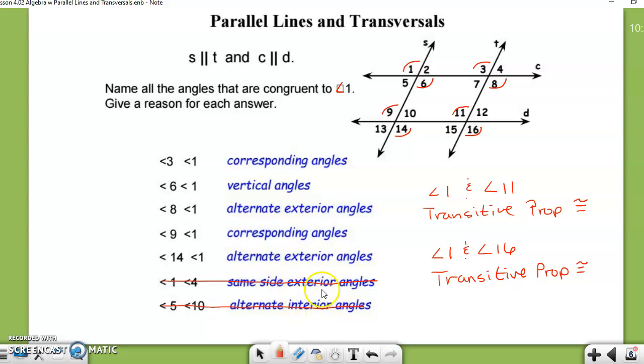These were listed on the PowerPoint, and they do not apply here. Angle 1 and angle 4 are same side exterior angles, but that does not make them congruent. It makes them supplementary. And 5 and 10 are alternate interior angles and are congruent, but they have nothing to do with angle 1.